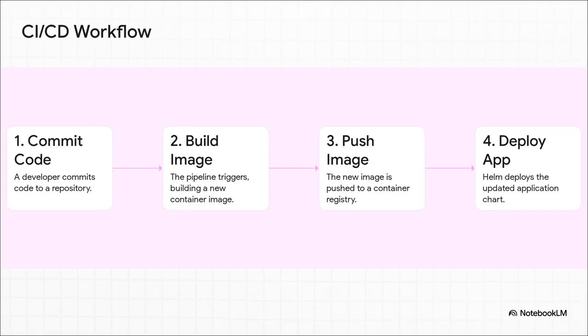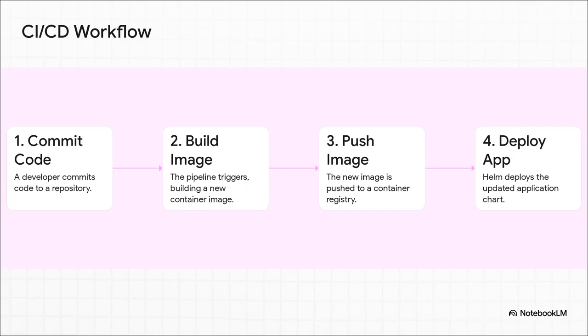So here's how this assembly line actually works. A developer commits their code. That single action automatically triggers the pipeline, which builds a new container image. You can think of that as a little self-contained box with the application code inside. Then, that image gets pushed to a registry for storage. And finally, Helm grabs it and deploys the updated application chart.